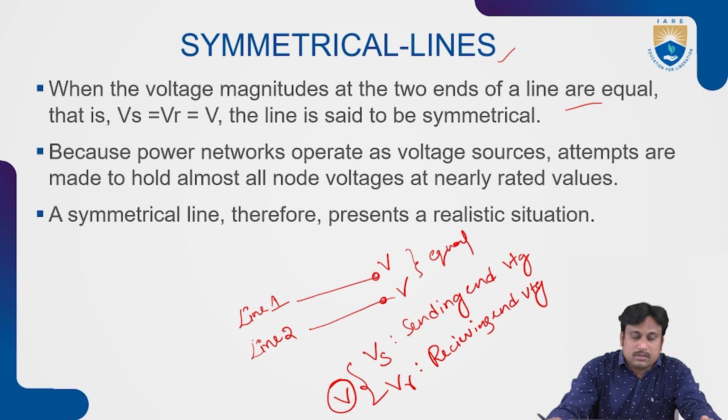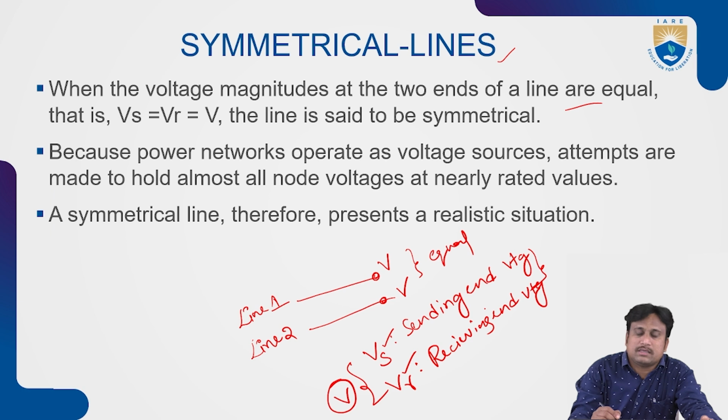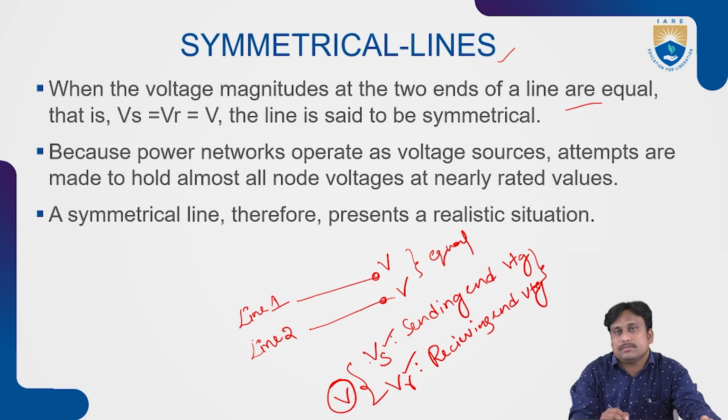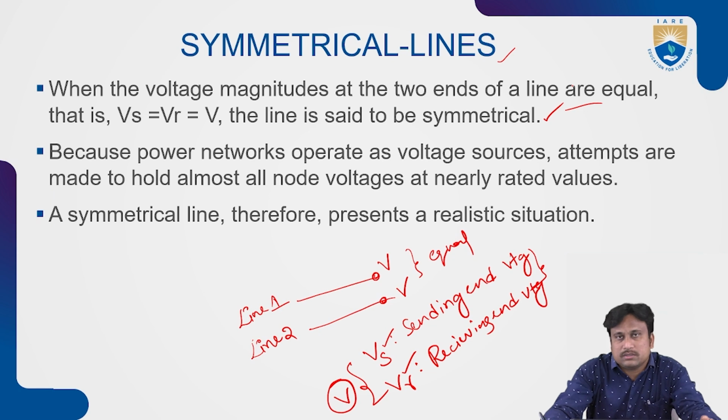Once again, how can we represent symmetrical lines? When the sending end voltage Vs and the receiving end voltage Vr are both equal, then the lines are said to be symmetrical in nature. This condition must be satisfied to obtain the symmetrical lines condition.